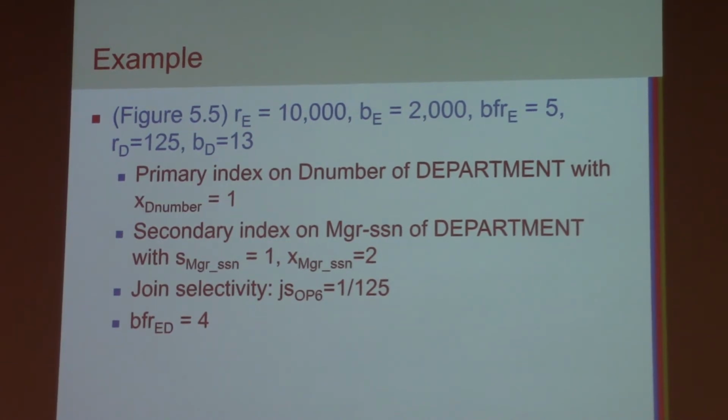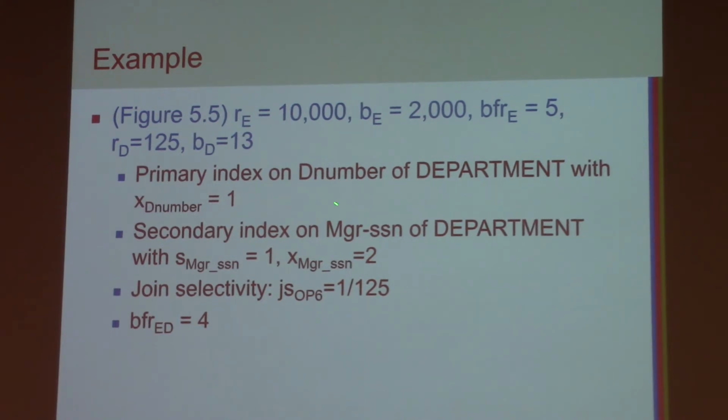So we have how many records? 10,000 records. And how many blocks? 2,000, which means blocking factor 5. You just divide. Then how many departments? 125 departments. And how many blocks? It's 13 blocks for this one. Then you can calculate the blocking factor of D: 125 divided by 13 is 9 point something. So that is 10. So the blocking factor will be 10.